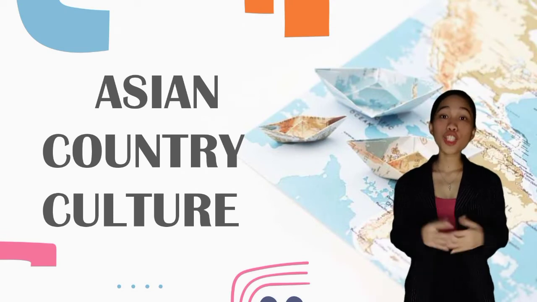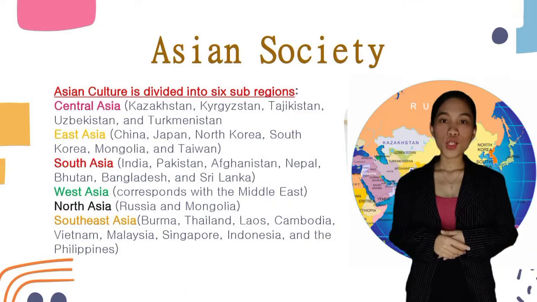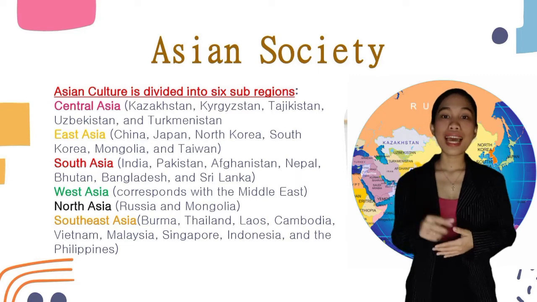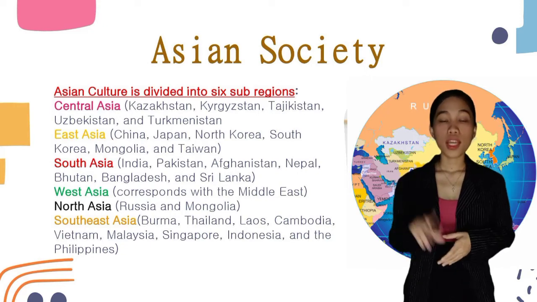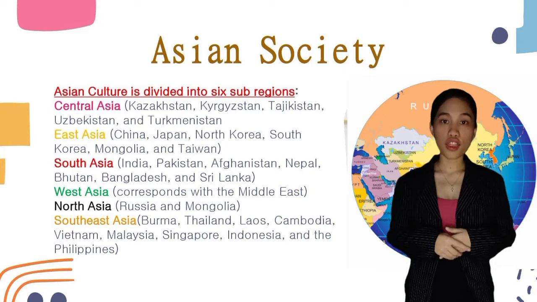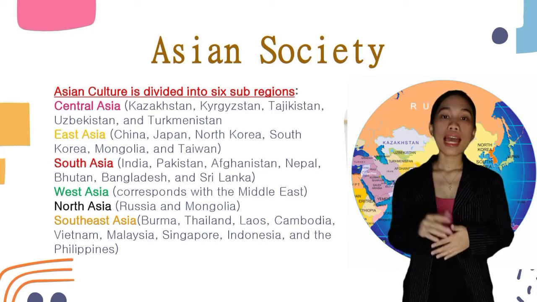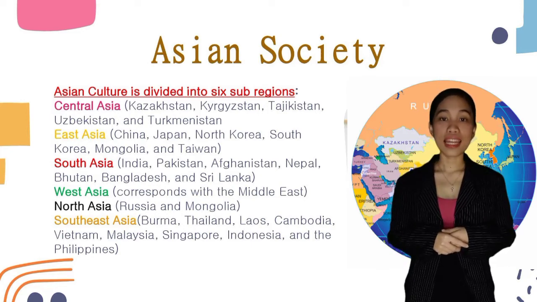Good morning, everyone. Today, we will not only discuss Western culture but also an Asian culture. So, in Asian society, there are six sub-regions. First is Central Asia, and these are Kazakhstan, Kyrgyzstan, Tajikistan, Uzbekistan, and Turkmenistan. Second is East Asia, and these are China, Japan, North Korea, South Korea, Mongolia, and Taiwan. Third is South Asia, and these are India, Pakistan, Afghanistan, Nepal, Bhutan, Bangladesh, and Sri Lanka.